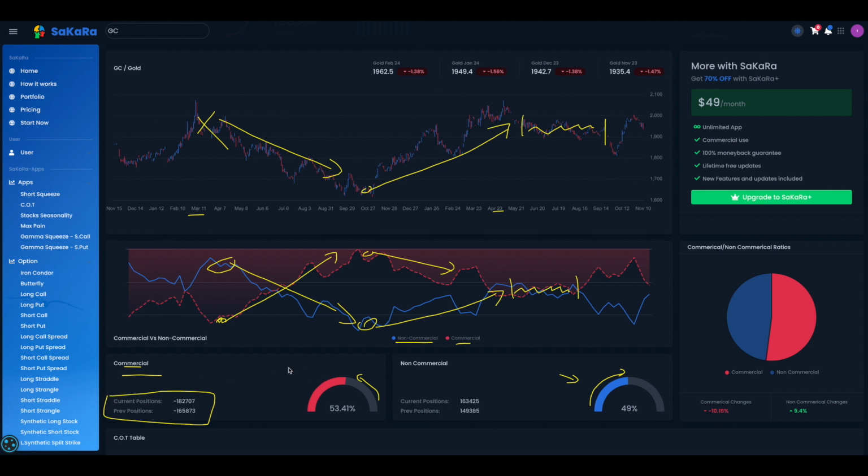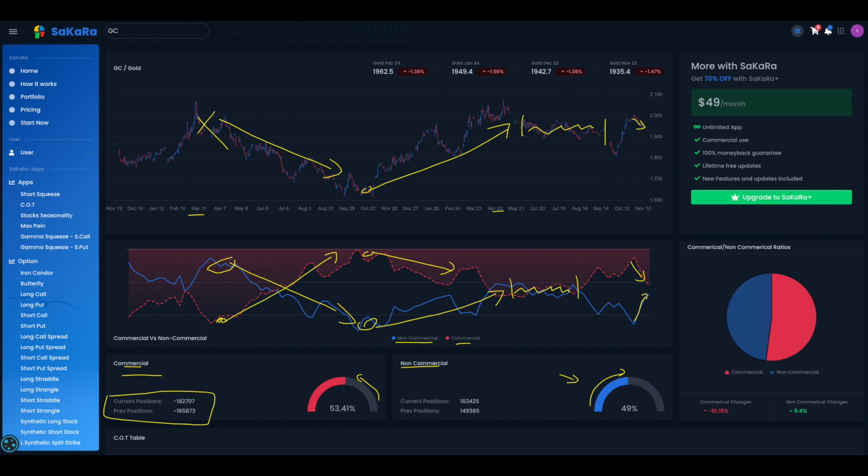The smart money is the game between the non-commercial, which means the funds, and the commercial, which means the hedgers. They want to protect the producers, they want to protect their materials. They buy and sell, and they want to hedge their position. So right now we can see an increase in the non-commercial and a decrease in the commercial, and we can see the price is decreasing a little bit.